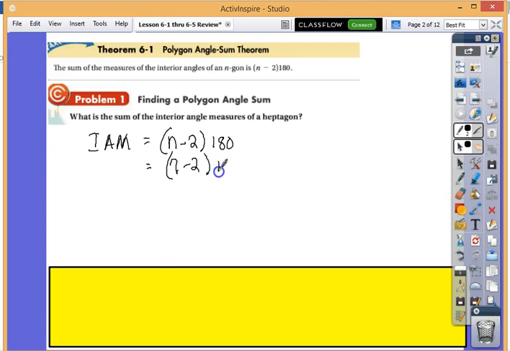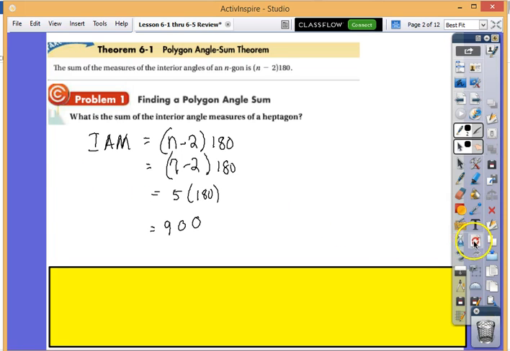So 7 minus 2 times 180 is just like 5 times 180. 5 times 0 is 0. 5 times 8 is 40. Carry the 4. 5 times 1 is 5, plus 4 is 9. So the IAM, or the interior angle measure of a heptagon, is going to be 900 degrees. Does that make sense? So that formula can be used to determine the sum of the interior angles. If you have the sum of the interior angles of a polygon, you can decide how many sides it has by solving for n instead of solving for IAM.